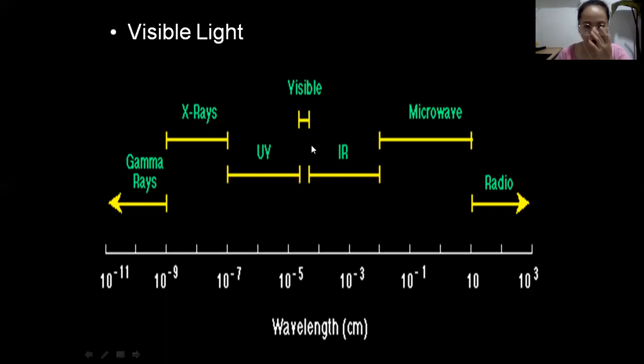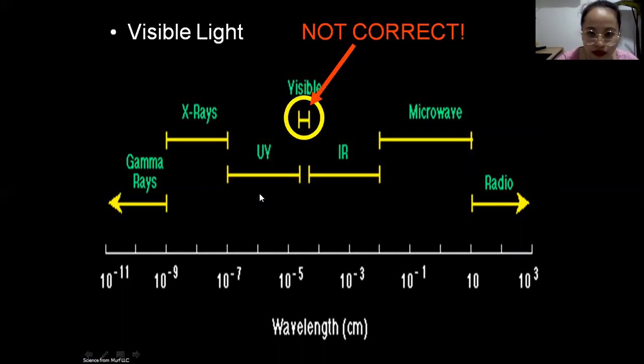Now, when we compare visible and UV rays, which has a longer wavelength, UV or the visible? Okay, very good. The visible. Visible has a longer wavelength than the UV. So meaning visible has lower frequency than the UV. Okay, very good.